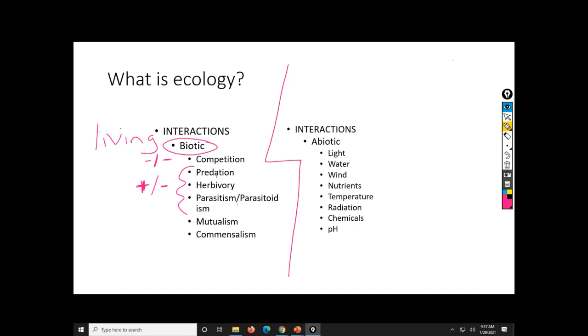Okay, as we look at mutualism, I can draw plus signs this time. And those are two positive interactions, right? So everybody wins.